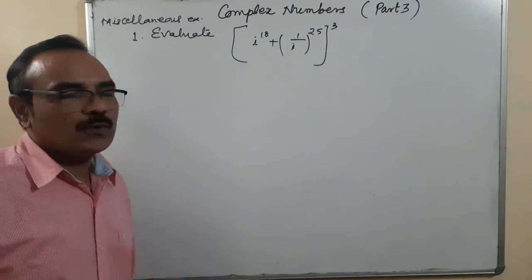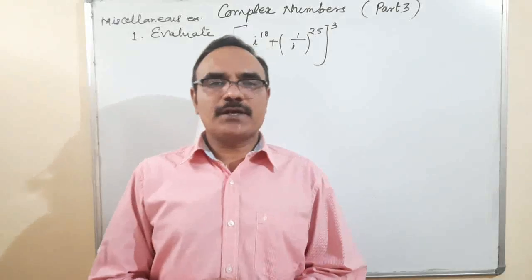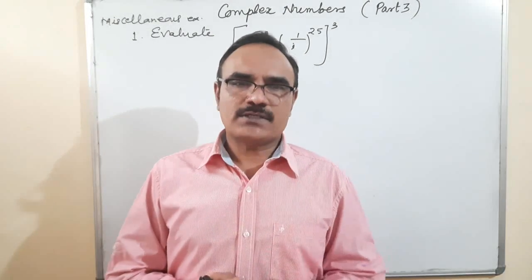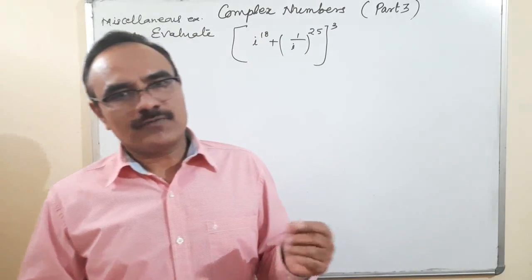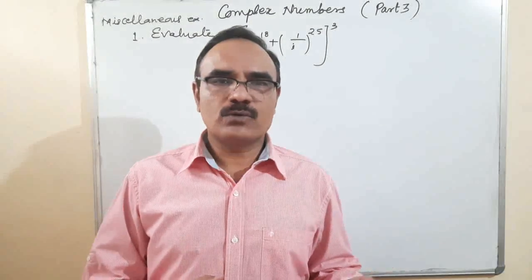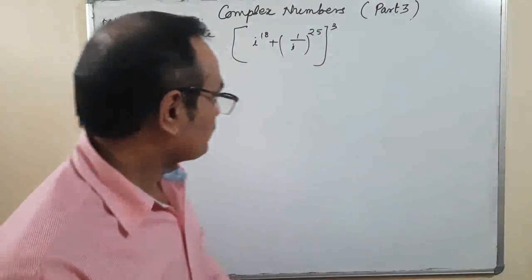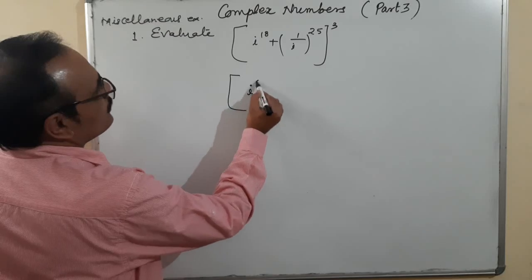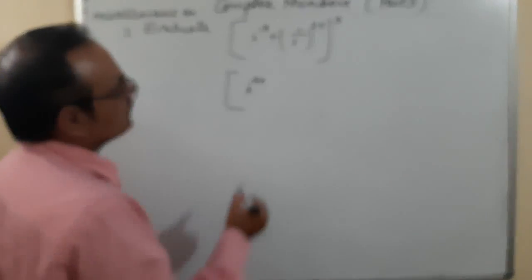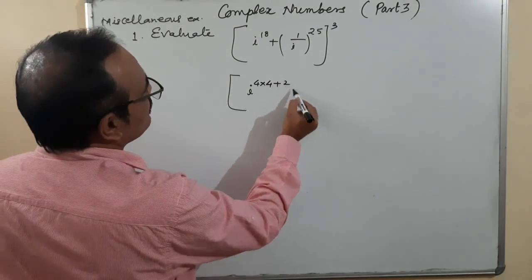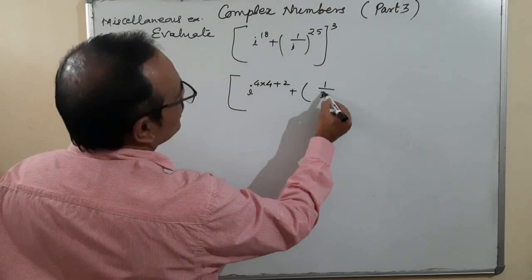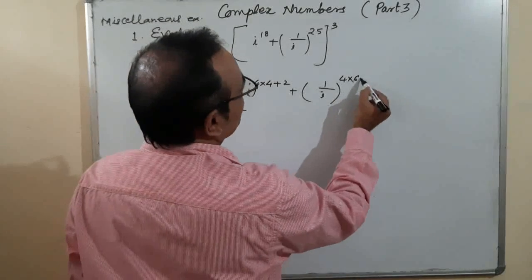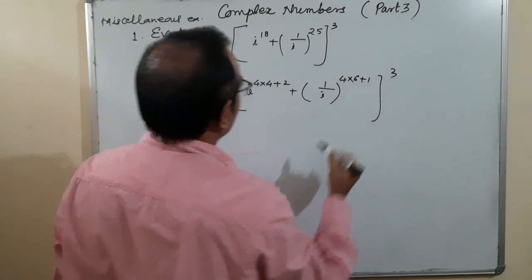I told you one thing: whenever we have i to the power something, we convert it into the form of i to the power 4 multiplied by something, so that i to the power 4 is equal to 1. I to the power 18, I want to write as i to the power 4 multiplied by 4 is 16, plus 2, plus 1 upon i to the power 25, 4 sixes is 24 plus 1, and to the power 3.